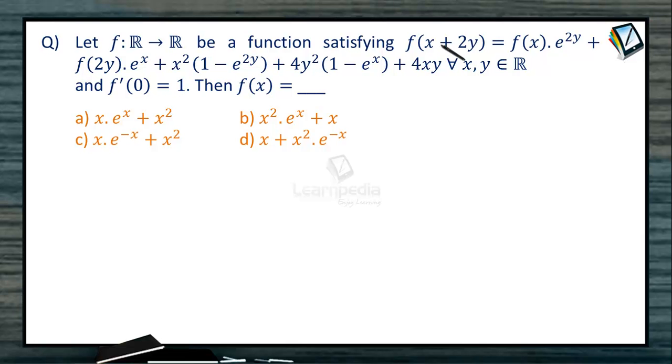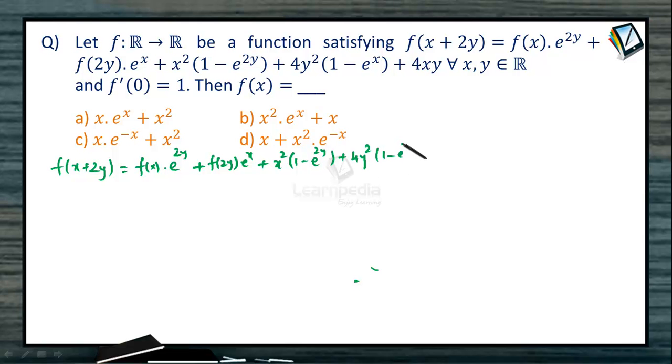Now using this functional equation and the derivative at 0 being 1, we are supposed to find the function f(x). Now what is the functional equation that f(x) is satisfying? Yes, f(x + 2y) is equal to f(x)e^(2y) + f(2y)e^x + x²(1 − e^(2y)) + 4y²(1 − e^x) + 4xy relation.